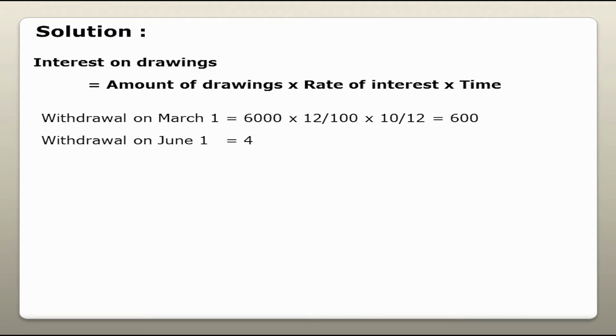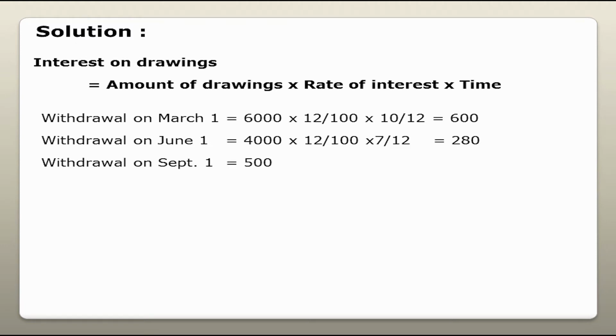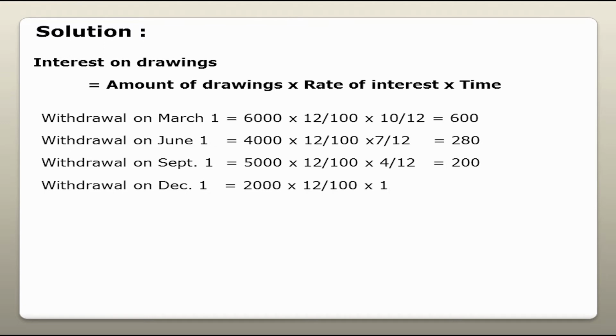Then withdrawal on June 1, 4,000 amount of drawing, rate is 12% and the time is 7 months. How did we get the 7? From June to December, 7 months. So we get the answer 280. Withdrawal on September 1, we have 5,000 amount of drawings, rate of interest is 12, and the time from September to December is 4, so 4 by 12. So it is 200. Then withdrawal on December 1, 2,000 into 12 by 100 and 1 by 12, December, 1 month.